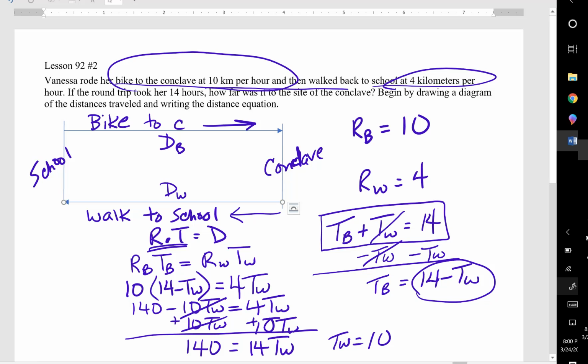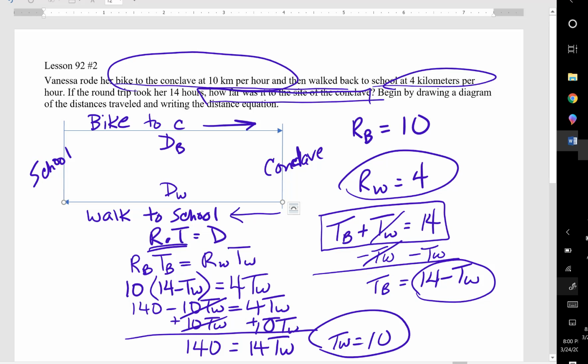And the question they ask is, how far was it to the site of the conclave? So you're looking for the distance. You want to know the distance. Well, you've got the time it took to walk, and you know the rate it took to walk. So I can figure out what the distance is. Rate walking times time walking. And if we had solved for the time biking, we could have used that. It wouldn't matter which one we use. Either rate walking times time walking or rate biking times time biking would still give us the same distance because the two distances are the same.